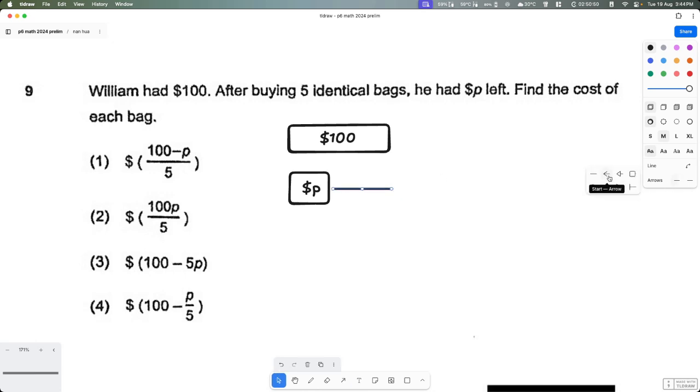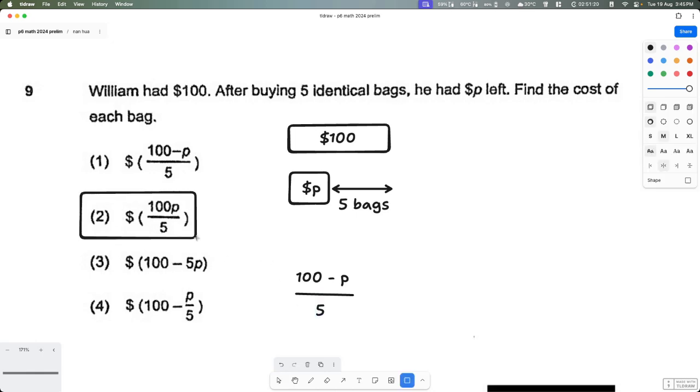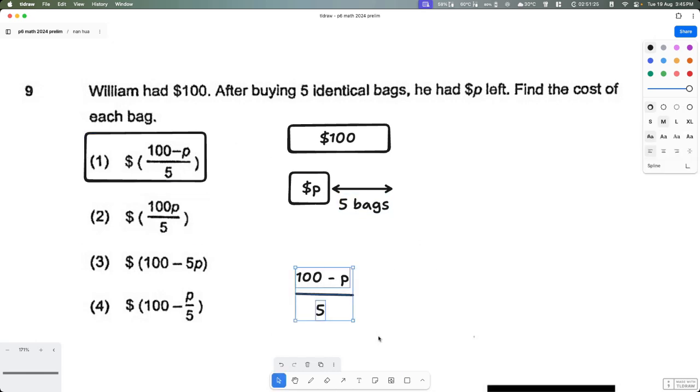Okay, $100 this, and then we have five bags. Why is my arrow like that? Okay, 5 bags. So that means pretty straightforward. It's basically 100 minus P, and then we divide it by 5 in this case. Yup, divided by 5. So this should be option number what? 2, right? 100 minus P, sorry, option number 1. Okay, so let's move on to the next question.